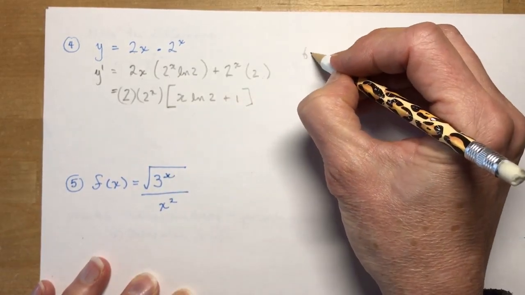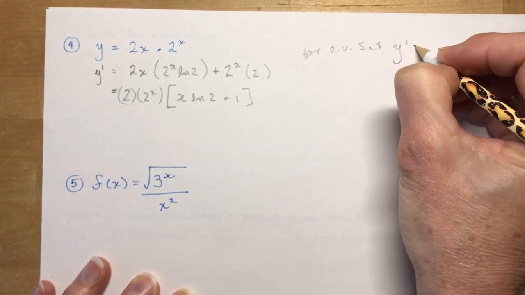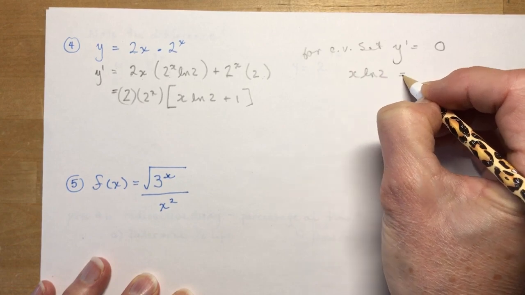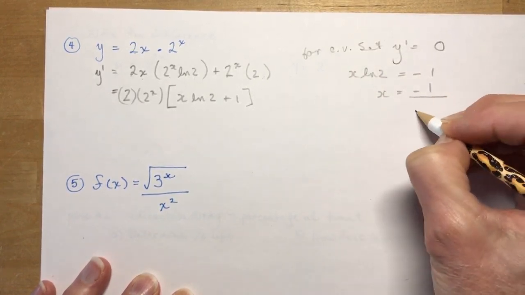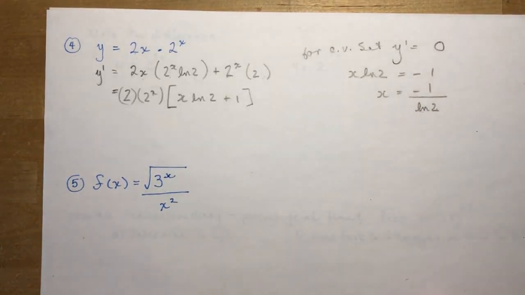Okay, so for critical values, set y prime equal to 0. And I would get x ln 2 is equal to minus 1. So x equals minus 1 over ln 2. Make sure you leave the lns in, okay?